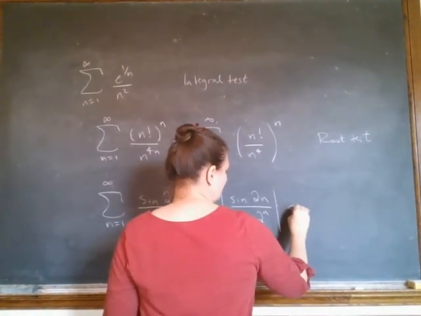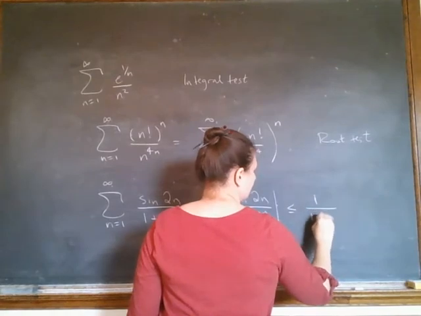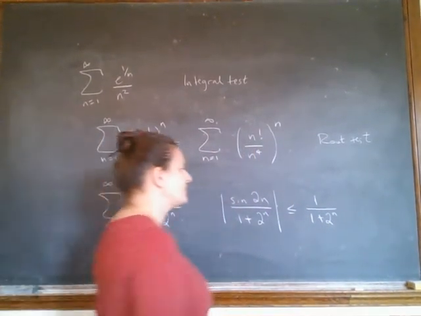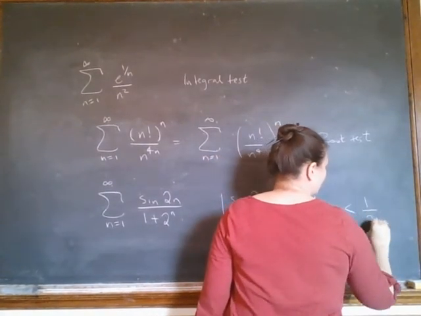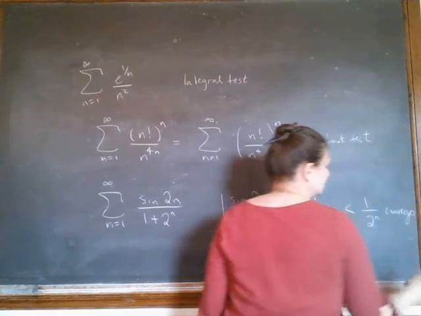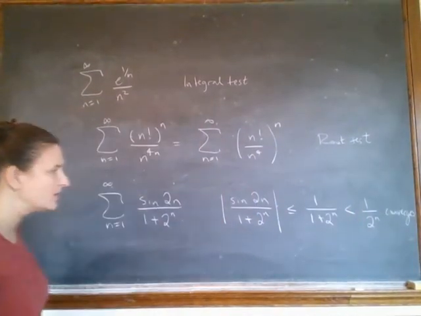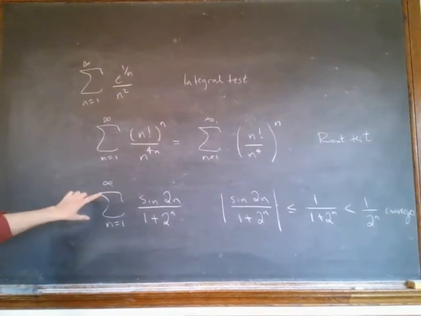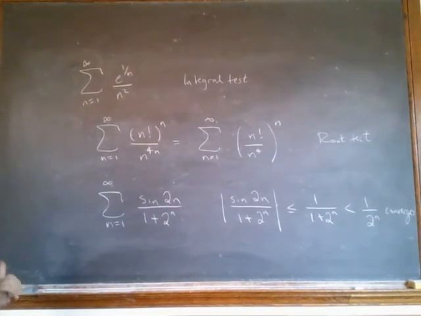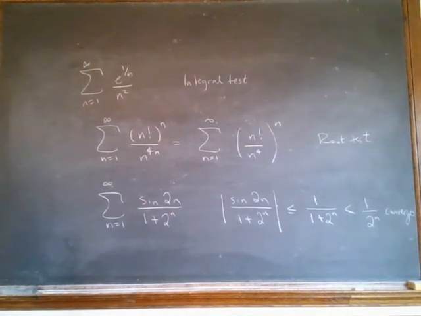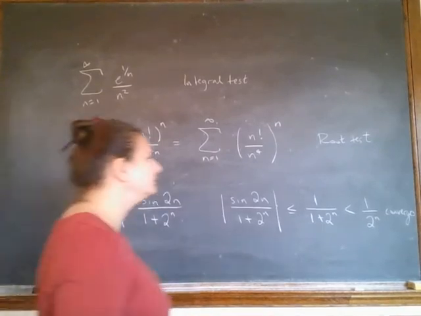Right? So that's like that, okay? But this is less than 1 over 2 to the n, which converges, right? Because it's a geometric series with r equals 1/2. So we can use direct comparison to show that this guy converges absolutely. So don't forget that little trick. Really, when you have something weird like that, this is a good time for that little trick.